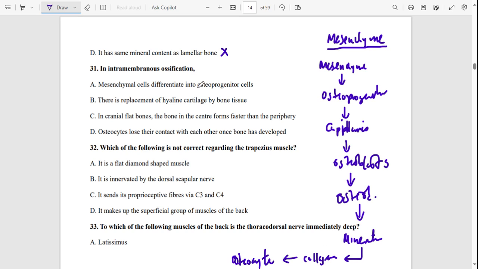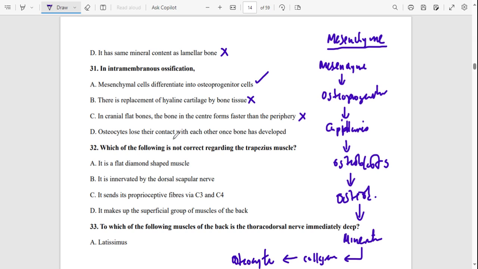of intramembranous ossification. Okay, so mesenchyme cells differentiate into osteoprogenitor cells. This is correct. There is replacement of hyaline cartilage by bones. The replacement of hyaline cartilage, that is endochondral ossification. In cranial flat bones, the bone in the center forms faster than the periphery. So that is not true. Okay, you are supposed to be actually forming in the opposite direction.